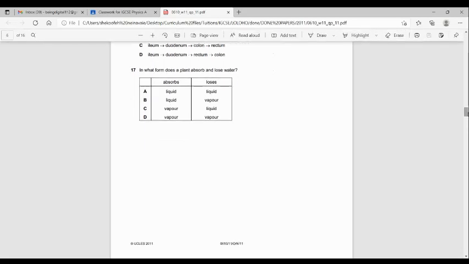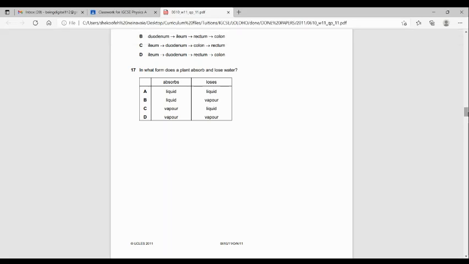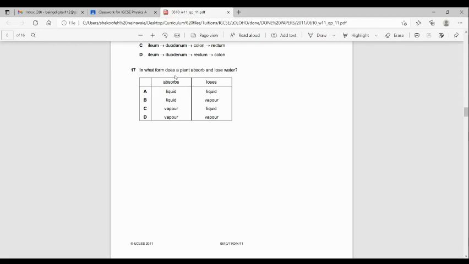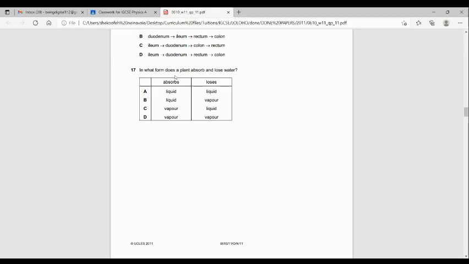Question number 17. In what form does a plant absorb and lose water? When the plant absorbs water, it is absorbed by the roots from the soil. The water you find in the soil is in liquid form. So the answer is either A or B, and C and D are totally wrong. Now I continue with the rest of the question: in what form does it lose water? It loses water through the leaves and the stomata, the holes under the leaf. The water evaporates, changing into gas so that it can diffuse out of the plant. So it is in the form of gas or water vapor. So answer B is correct.